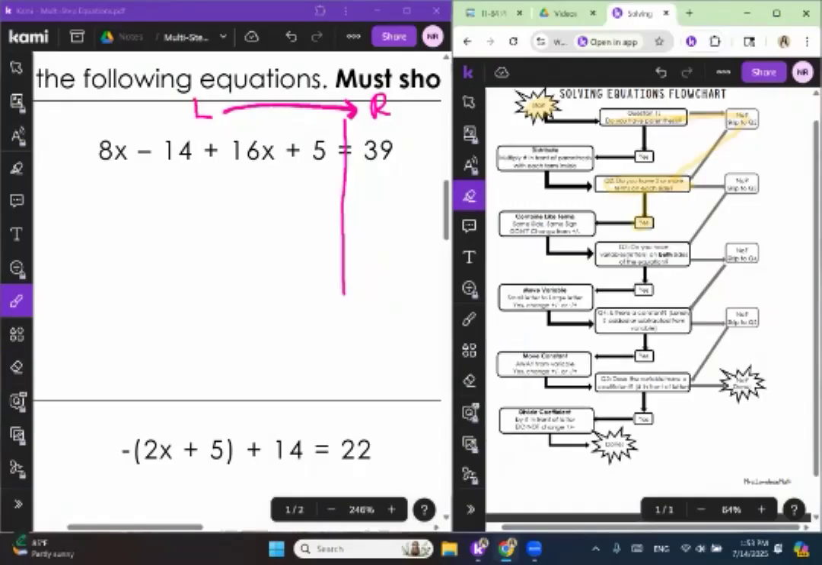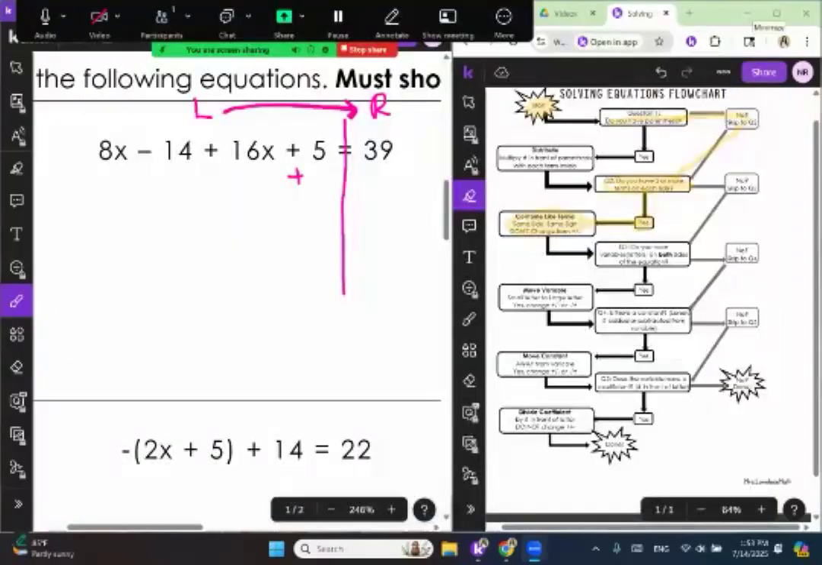If that is a yes, we have to combine like terms. Now, when we're combining like terms, it says same side, same sign. You're not going to change from plus to minus because we are combining. And since we have gotten used to changing this plus 5, oops.